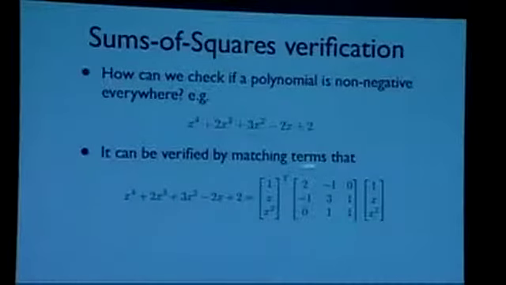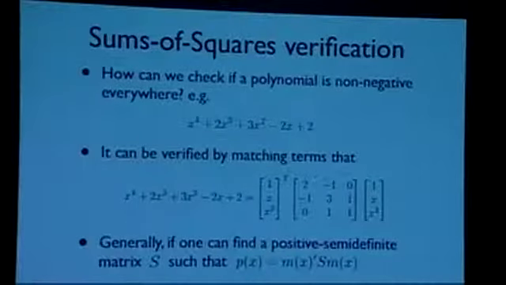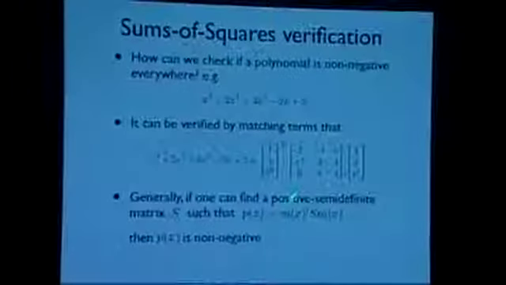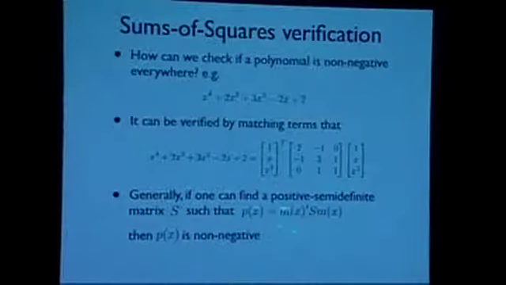And it turns out that this matrix here in the middle is positive definite, which means no matter what you substitute for x in here, this ends up being a positive number. So by this construction, we've proven that this is a positive polynomial. So in general, for a polynomial p of x, if one can find a matrix S such that in this vector of monomials m, which is easy to construct, p equals m transpose S m, then p of x is non-negative.